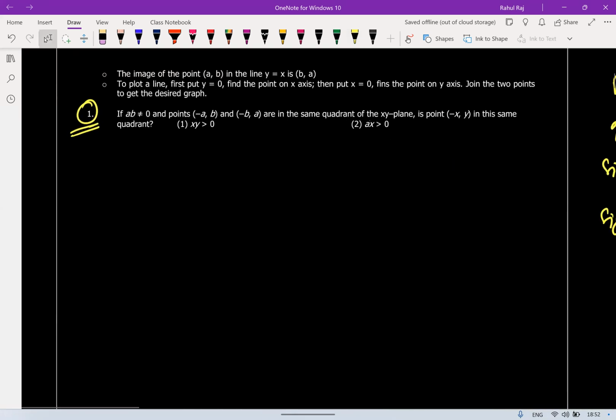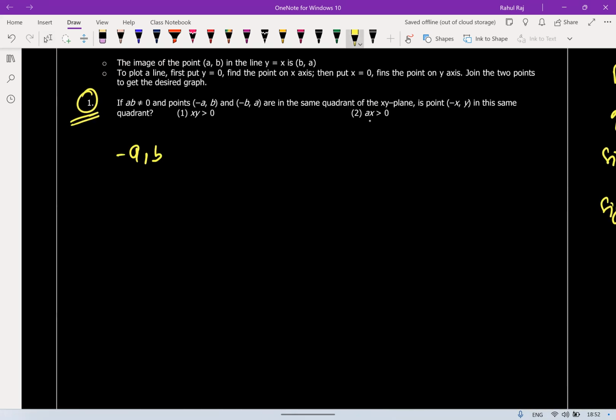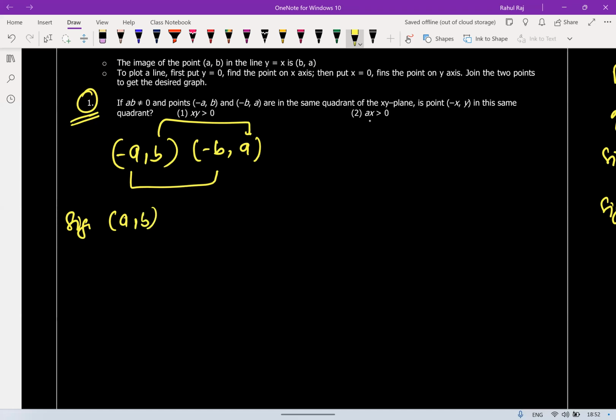So it says that point minus A, B and point minus B, A lie in the same quadrant. Can I say the sign of minus A and minus B should be the same, and the sign of B and A should be the same? What they are technically trying to say by giving you this information is the sign of A and B. Can you conclude, yes or no? This particular information is just trying to tell you the sign of A and B. When the sign of minus A and minus B and the sign of A and B match, technically it says the sign of A and B are the same. Story over. Any problem here?